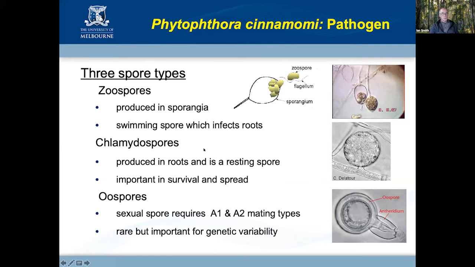The chlamydospores are produced in the roots, and they're a resting spore, which are important in the survival and spread of the pathogen. And then there's the oospores, which in Phytophthora cinnamomi, it's very rare that you actually ever find these things in nature. You can do it on an agar plate, but you can't actually find them in nature. But this actually is really important in some of the other Phytophthora in generating new hybrids, which we all heard about with COVID. So these are the sort of things, the way that these pathogens develop new hybrids themselves. And I might talk about that a little bit later.